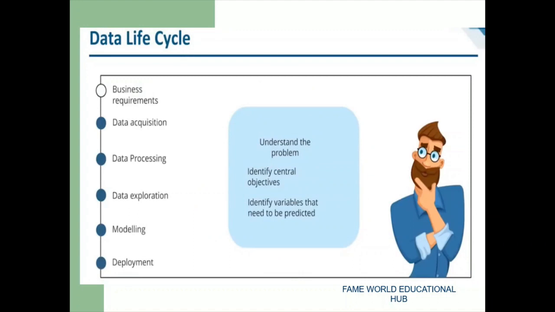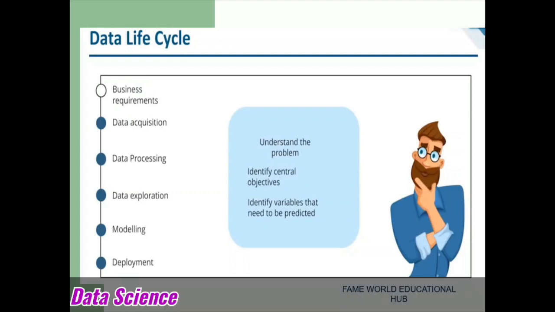So before you even start on a data science project, it is important to understand the problem you are trying to solve. So in this stage, we will try to understand the problem, the central objective of the project, which will be done by identifying the variables that need to be predicted.